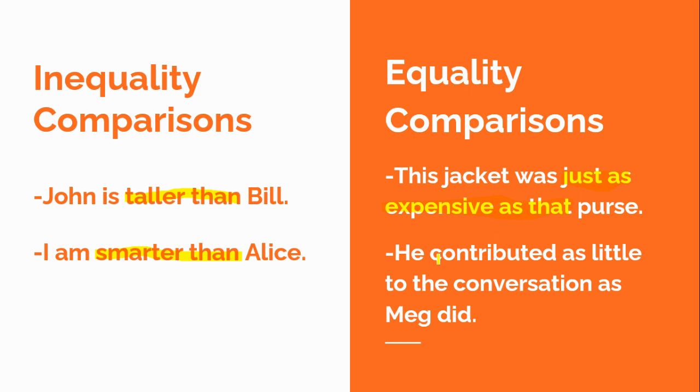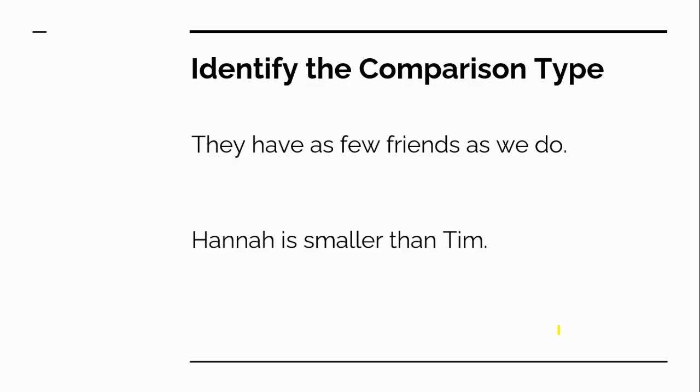Next we have he contributed as little to the conversation as Meg did. This means that in terms of what they contributed to the conversation, he and Meg both had the same amount of contribution. Now I think you should all take some time to see if you can identify the comparison type in these two examples.